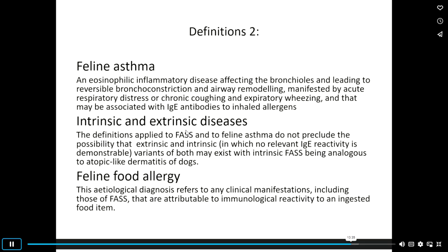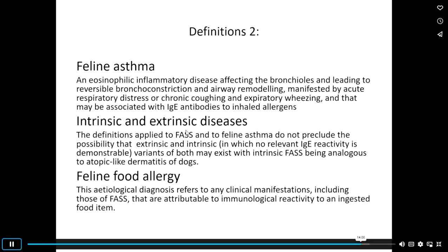And going on with definitions, feline asthma is an eosinophilic inflammatory disease affecting the bronchioles and leading to reversible bronchoconstriction and airway remodeling, manifested by acute respiratory distress or chronic coughing and expiratory wheezing, and that may be associated with IgE antibodies to inhaled allergens.